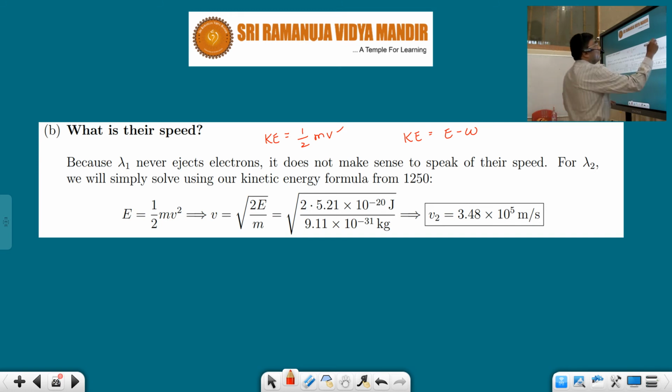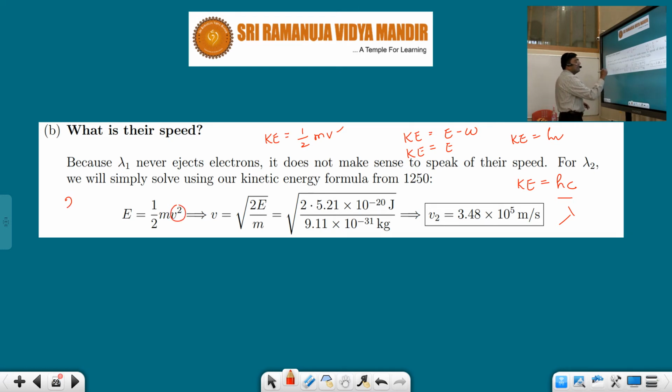For example, if W, the work function, is 0, then kinetic energy is equal to E, that is, kinetic energy is equal to h nu, that is, kinetic energy is equal to hc by lambda. So you can also find it this way. Or, if you want to find the velocity, it becomes the square root of 2E by m. That's how you find the velocity of an electron from the formula.